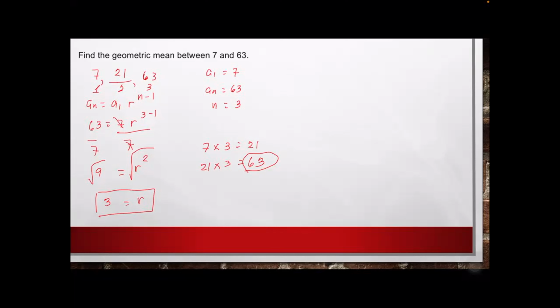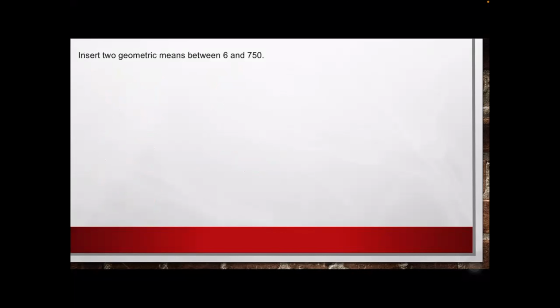If you're going to use the shortcut formula, what you're going to do is take the square root of 7 times 63. Your answer will be 21. This is only used when the given is three terms. But if it is not three terms, it cannot be used. Questions? Okay, so let's move.